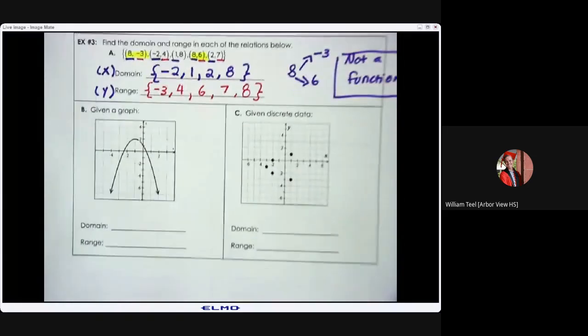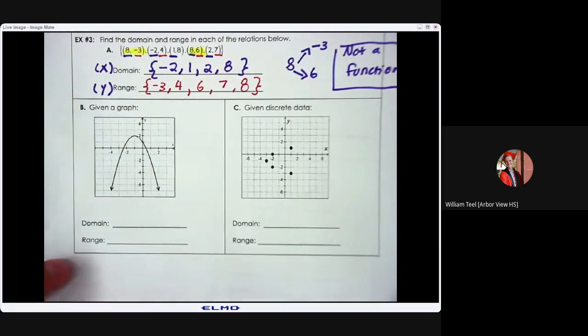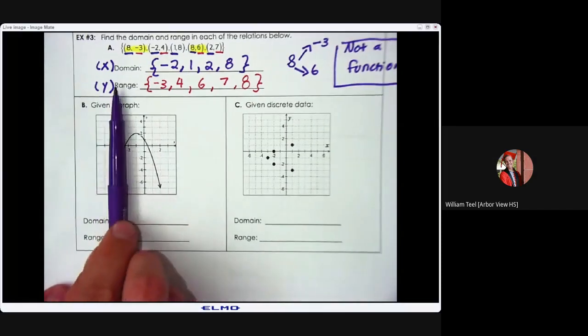All right, let's move down to part B. If we're talking about the domain and range of a graph, it's very similar. We're going to first look at a graph of a parabola. What I want you to do first is determine very quickly if this graph is a function. For part B, in order to determine if the relation is a function and we are given a graph, we're going to use the vertical line test.